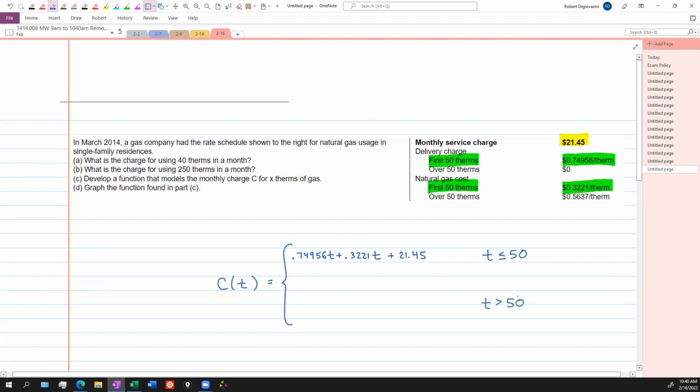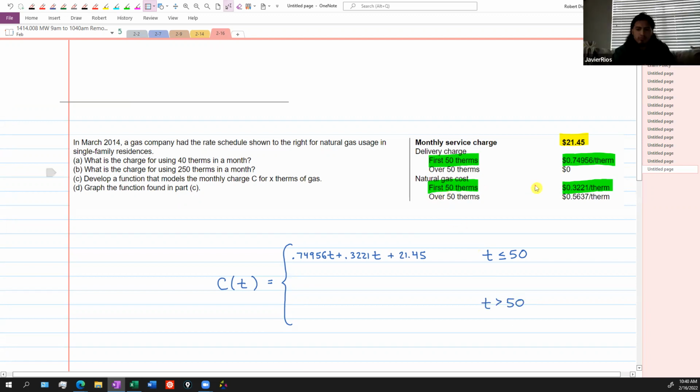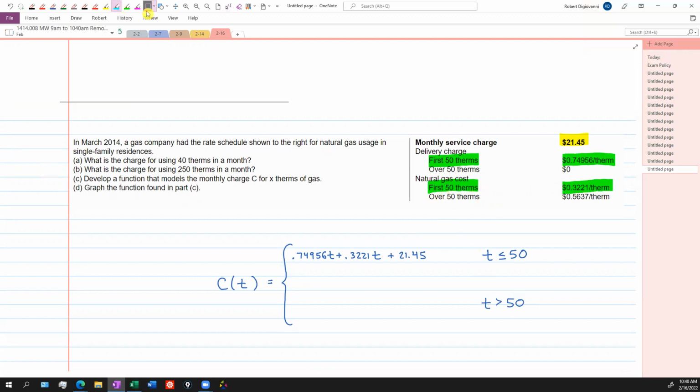Okay. Now, if T is bigger than 50, then we're going to pay this much. Let me highlight that one in blue. We're not going to pay anything for the delivery anymore, but we're going to pay this much for each therm past 50. So what we need to do first is assume T was, let's say, 60. We first have to pay for the first 50, which means you have to plug 50 into this and see what you get.